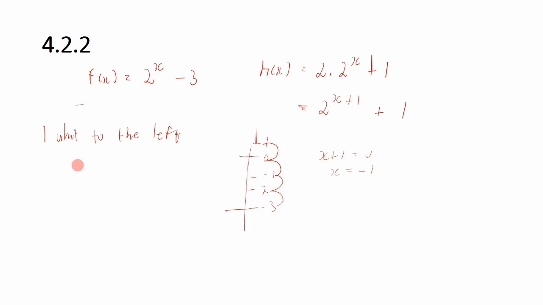So 1 unit to the left and 4 units upwards. So describing the transformation of f(x) to h(x), we're going to say the graph was shifted 1 unit to the left and 4 units upward. So that becomes it.